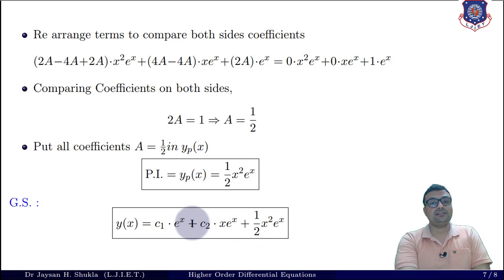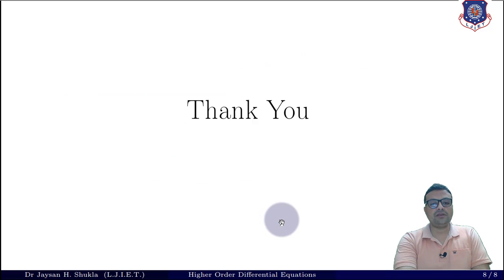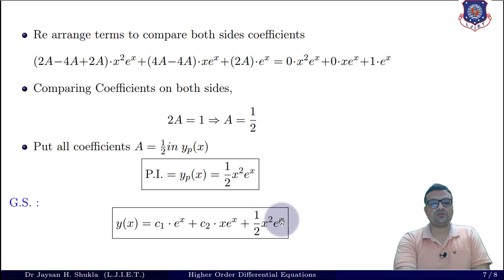Remember one thing, that there cannot be repetition of functions in CF and PI. And so here you can see the PI over here, x square e raised to x. This function is independent from x e raised to x and e raised to x. This must happen. Otherwise, what will happen? This function will merge into these two and there won't be any role of PI.